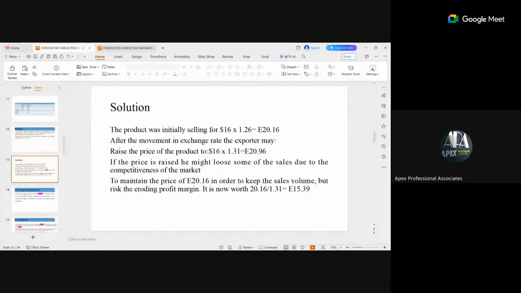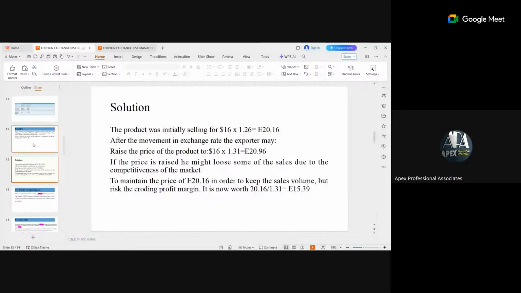So the product was initially selling for $16. To convert that value to pounds, it will be $16 multiplied by 1.26. The equivalent of that in pounds is 20.16. Now, after the movement in exchange rates, the exporter may raise the price.